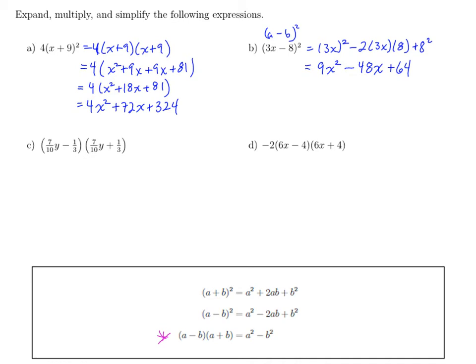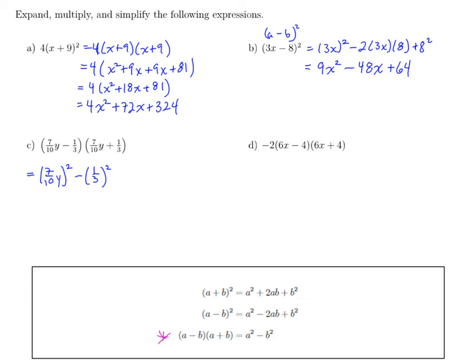So looking at this one, we can turn this into 7/10 y quantity squared minus 1/3 quantity squared. And again, the reason we're able to do that is that if we were to FOIL this, we'd get 7/10 y times 7/10 y as the first. The outside would be 7/10 y times a positive 1/3, and the inside would be 7/10 y times a negative 1/3, and those are the two that would cancel. Finally, our last would be negative 1/3 times positive 1/3, and that would stay as we've seen here. So we have 7/10 y quantity squared minus 1/3 squared, and now we'll simplify this.